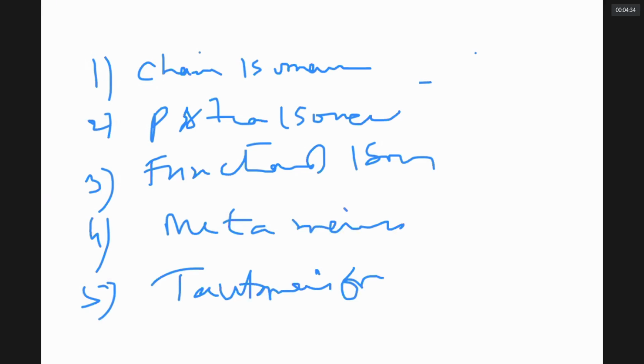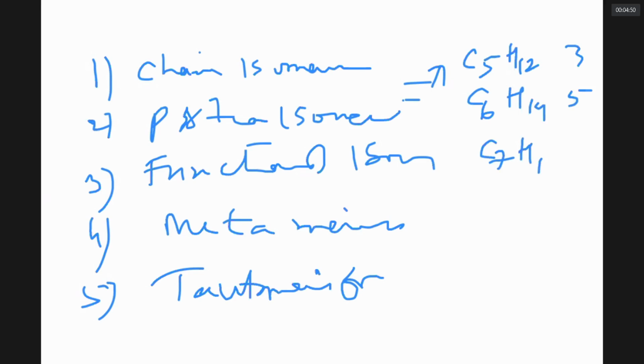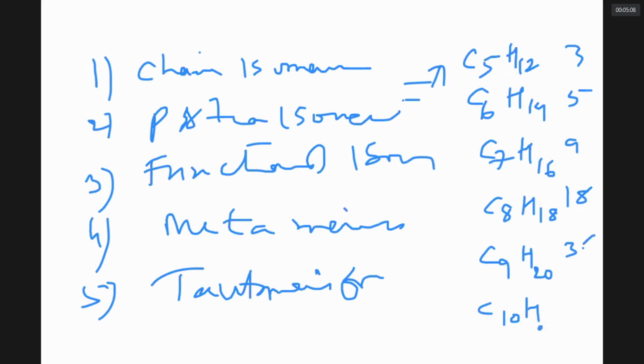Chain isomers. How many chain isomers does pentane have? How many chain isomers does hexane have? 5. How many does heptane have? 6. How many does octane have? 18. How many does nonane have? 35. How many does decane have? I think you remember them, right?